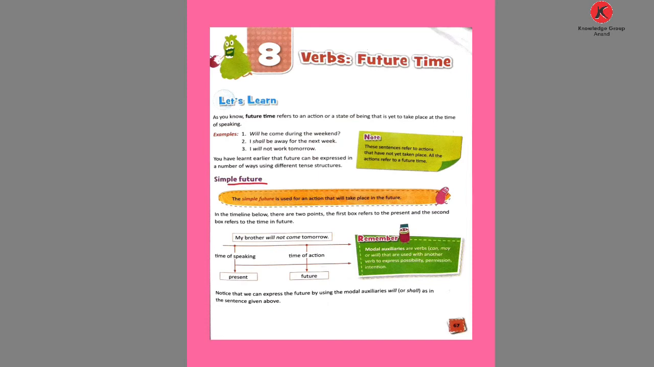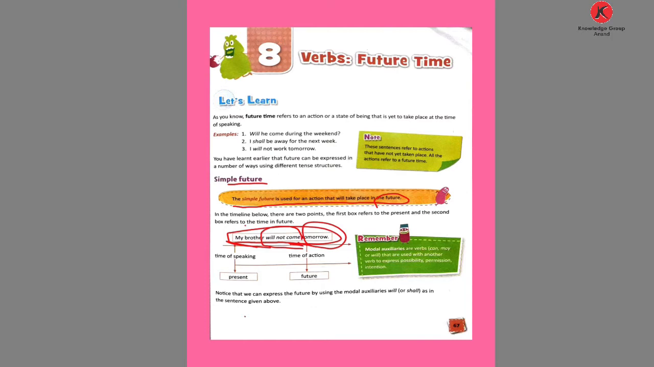Okay. Now see the simple future. What is simple future? The simple future is used for an action that will take place in the future. The action will take place not now but in the future. So here an example is given. My brother will not come tomorrow. My brother, and what is the action here? Come, but will come, and showing what? Tomorrow. So not today but tomorrow my brother will come, not today. Okay.